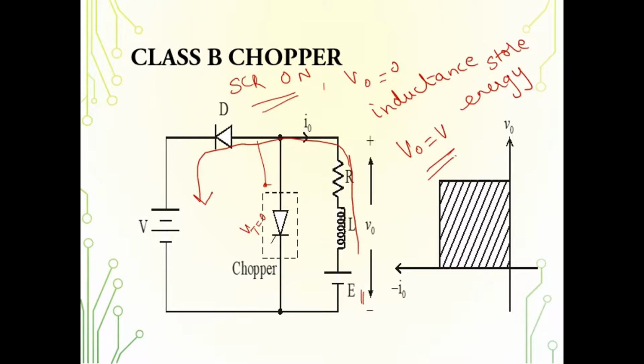Now you can observe that the power is flowing from the load to the source. So I0 is negative. I0 is negative both during the on period as well as the off period of the chopper. V0 is 0 or equal to V. So it is operating in the second quadrant.